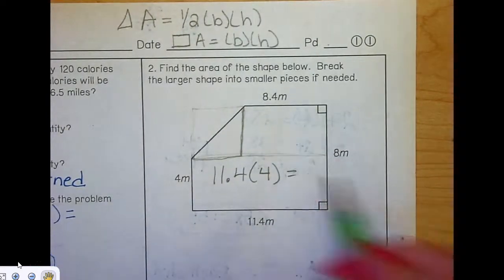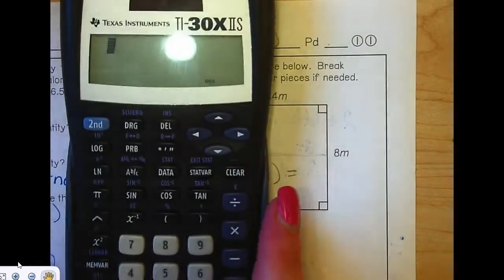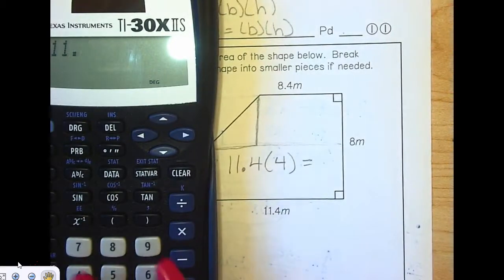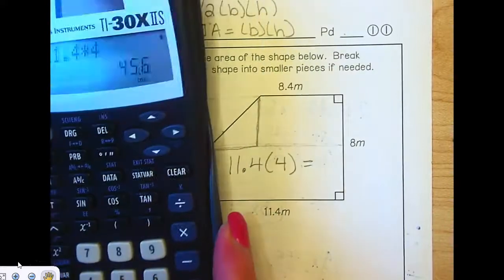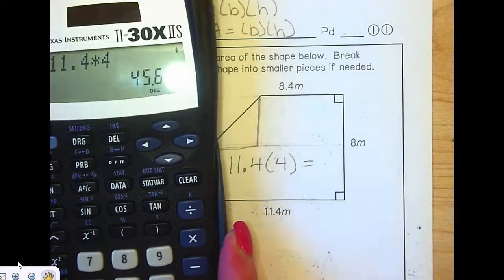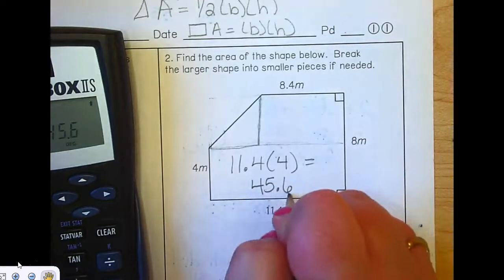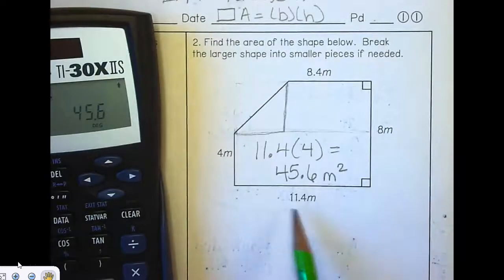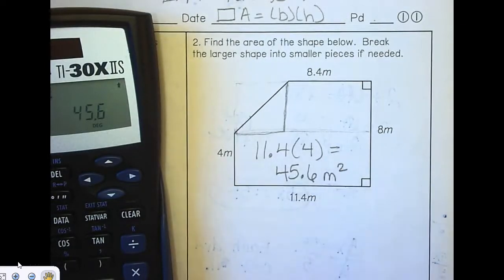And I'm just going to do that on the calculator to save time. So 11.4 times 4. And we get 45 and 6/10 meters squared. Remember, because we're doing math with 2 dimensions, it's meters squared.